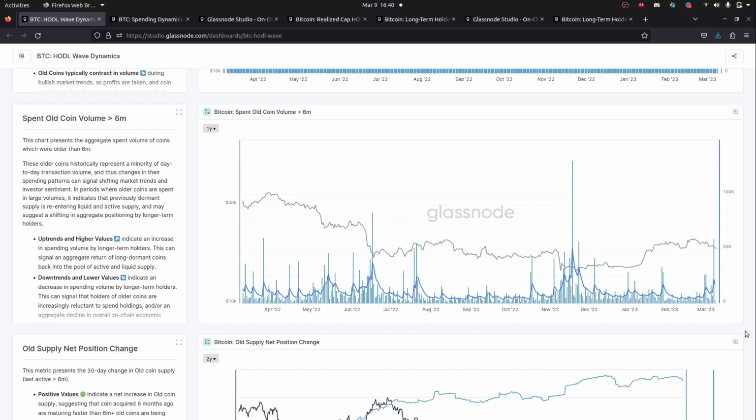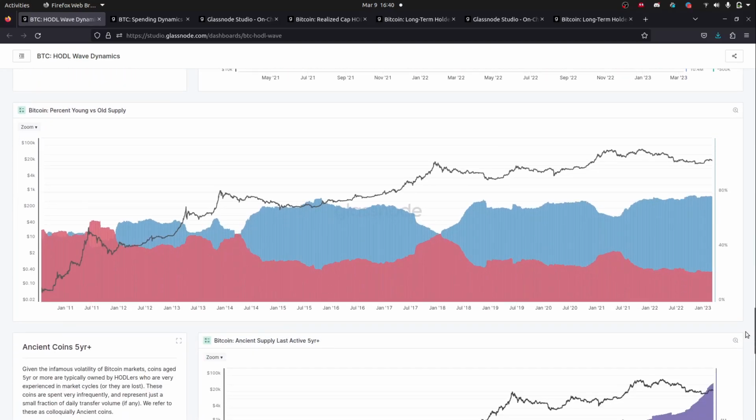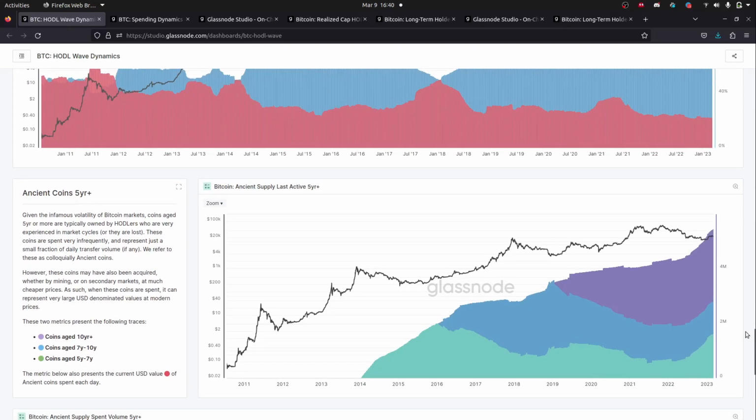It feels a bit like a bull market. I don't know about you, but it just doesn't seem to want to go down. It's kind of impressive.